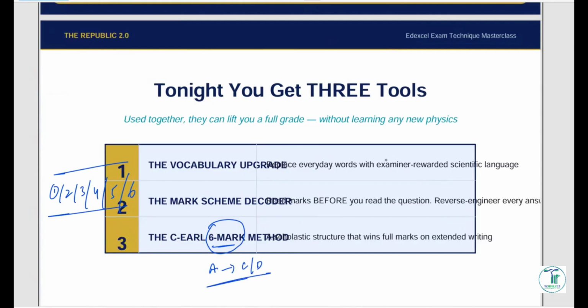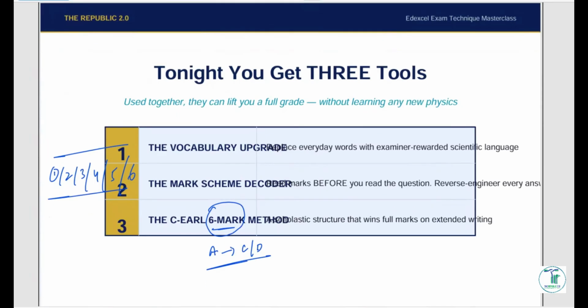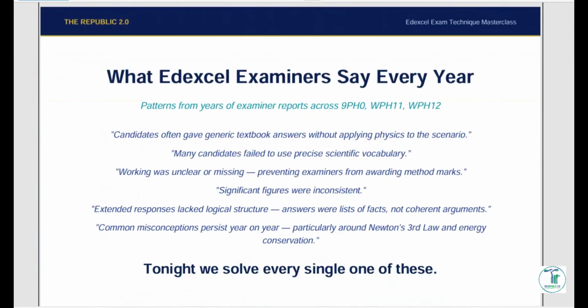So talking about these three main things, first of all, we need to talk about a few important points from the examiner reports. The first is that the examiner often refers that candidates give generic textbook answers without applying physics in the scenario. So if what you're writing has no physics principle, it is going to be very generic, and you're not hitting the bullseye in such a part of the problem.